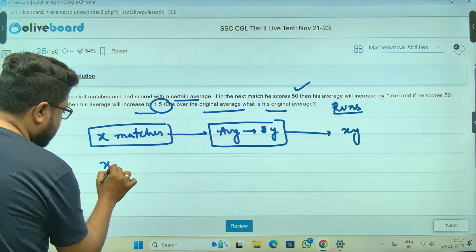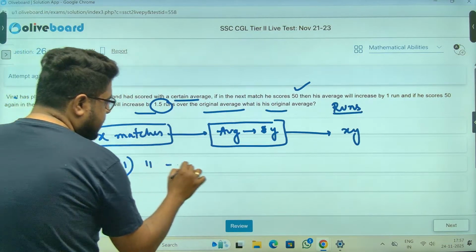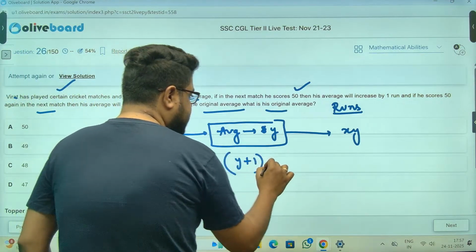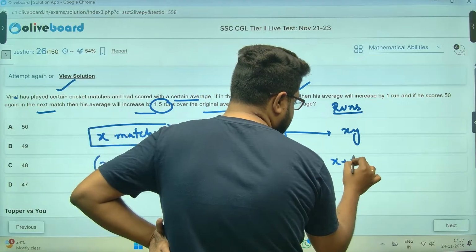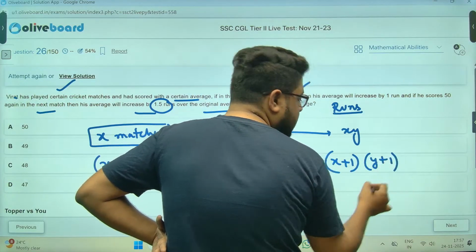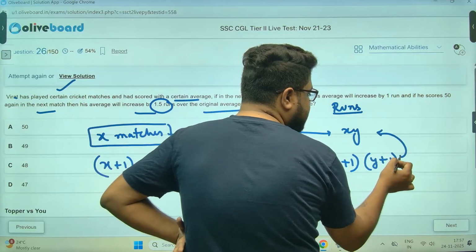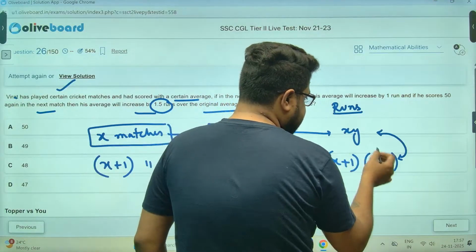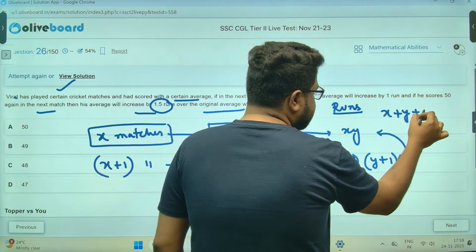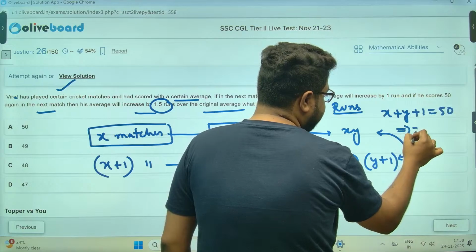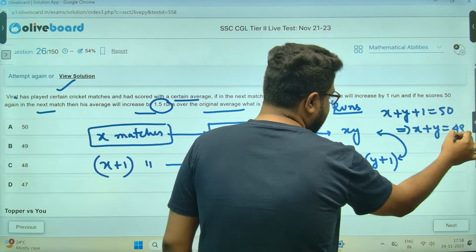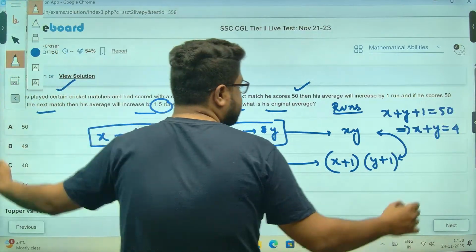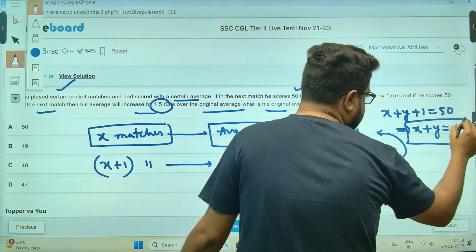Now next what happened? Another match he has played. So total now X plus 1 matches. What happened? Average has now increased to Y plus 1, sir. So that means total runs X plus 1 into Y plus 1. So now, sir, the difference between these two is 50 because he has scored a 50 in between. So xy will cancel. X plus Y plus 1 is equal to 50. Or you can say X plus Y is 48, sir. Sorry, 49, sir. Kya hi kar raha hu main? Sorry. So this is 49, sir. First equation that I've got.